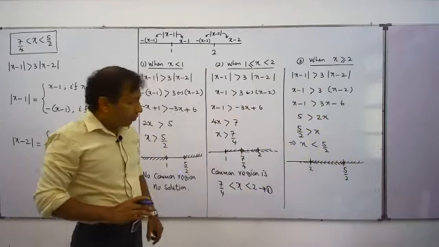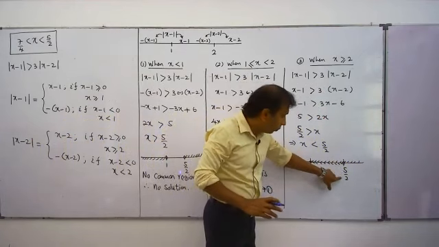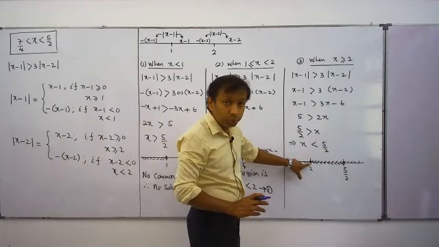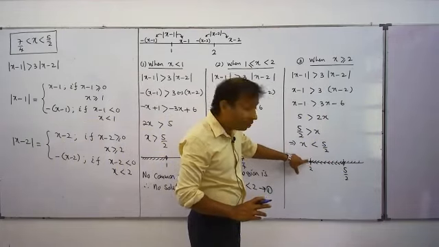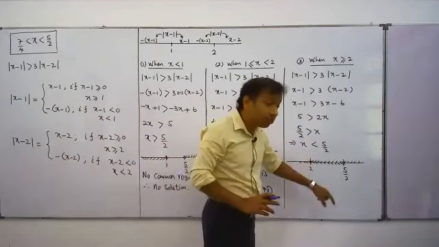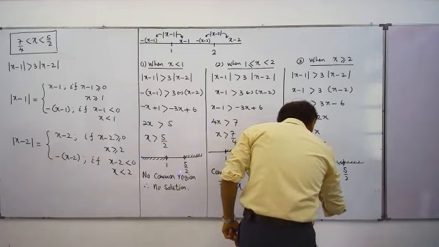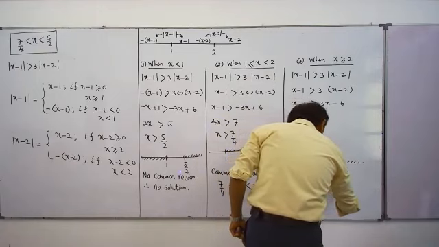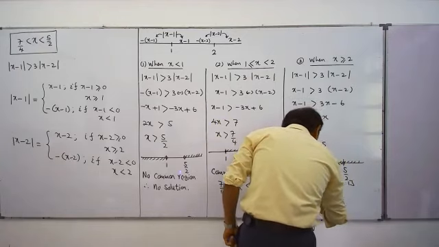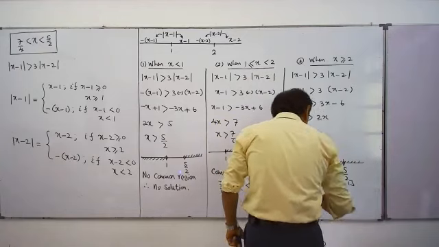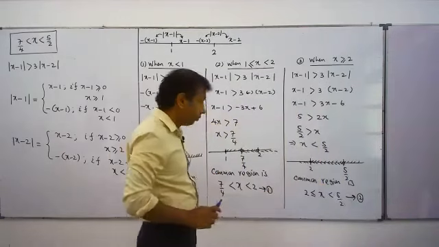Then you can see the common region is what, people? Between 2 and 5 by 2, but including 2. So above the line and below the line, this 2 included, including 2, but excluding 5 by 2. Common region is x less than 5 by 2, but greater than or equal to 2. Number 2.